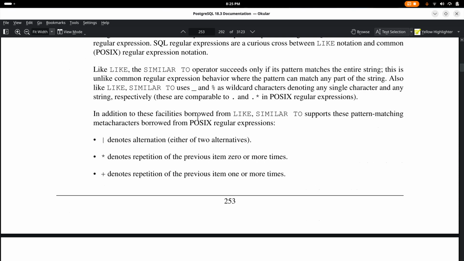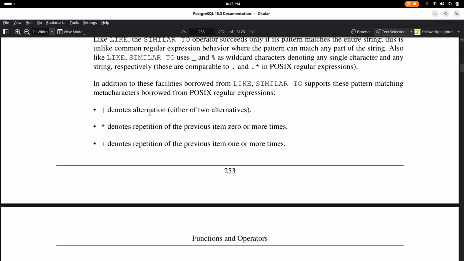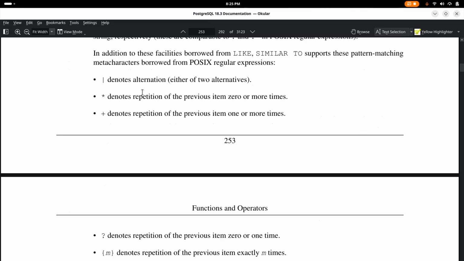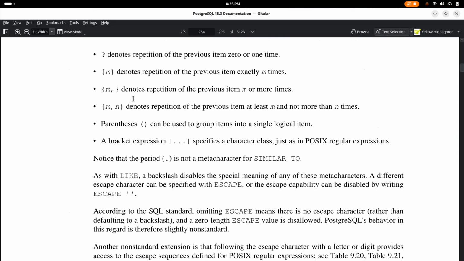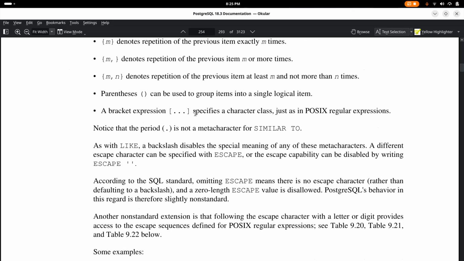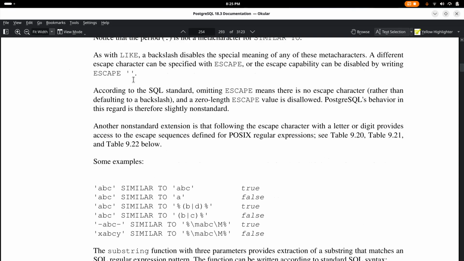In addition to these facilities borrowed from LIKE, SIMILAR TO supports these pattern-matching metacharacters borrowed from POSIX regular expressions. The vertical bar denotes alternation, either of the two alternatives. We have already seen the meaning of these symbols in the last two videos, so we'll quickly skip this. We don't need this. That's why I said in the beginning that if you have not watched the two videos prior to this one, you should go ahead and watch those.